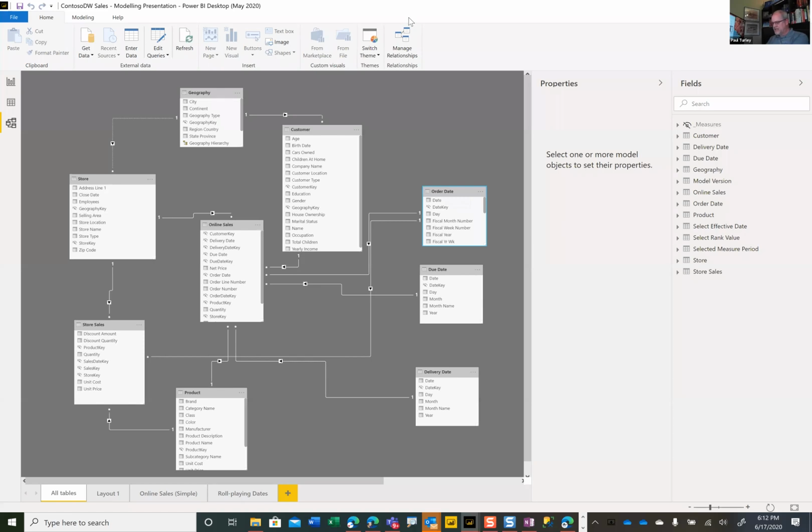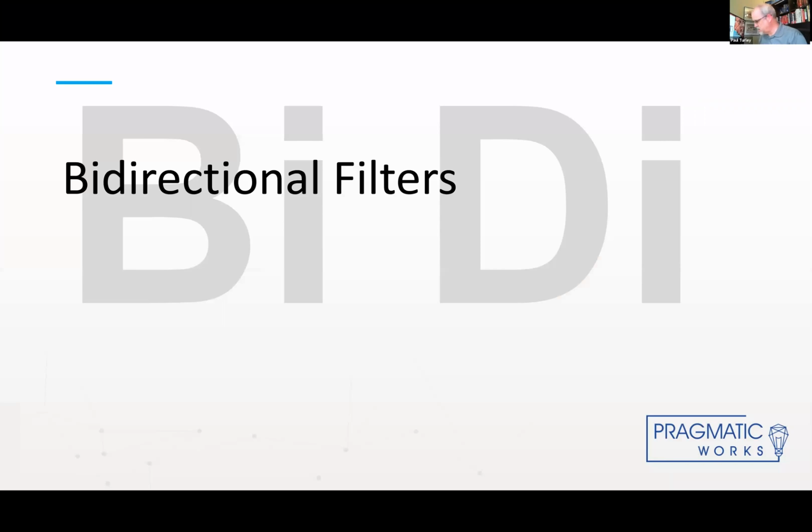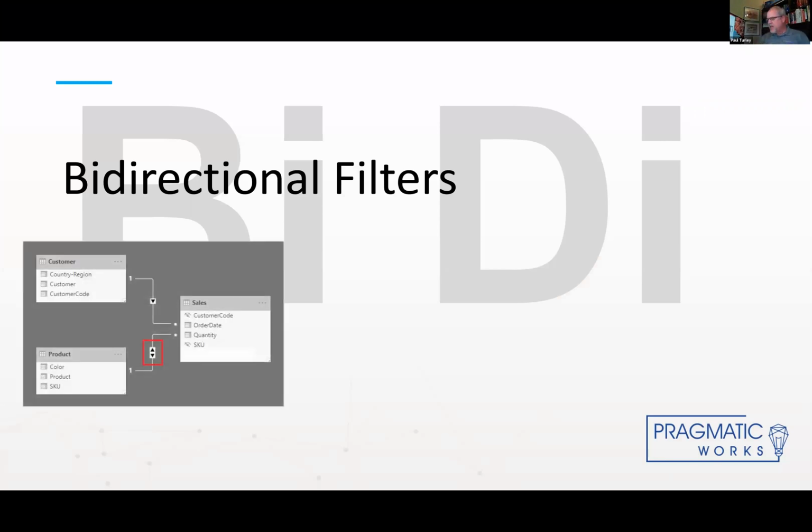All right, let's talk about bidirectional filters. I actually don't have bidirectional filters in this model. I realize now that I'm taking a look at it. Let me bring that back to the screen. What is a bidirectional filter and why do I care? So if I have a relationship between two different tables, that relationship will support filtering in one or two different directions.